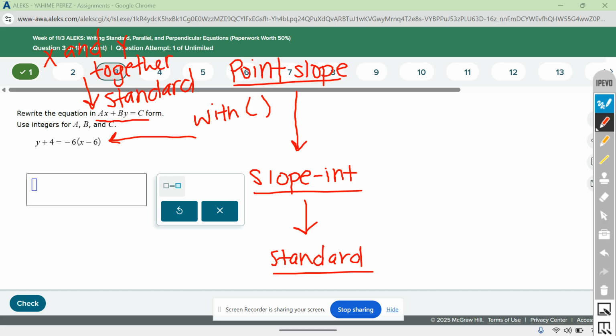Okay, and then there's 3 steps, right? We need to distribute. We need to get y alone. And then we have to move the x. All right, so let's do those 3 steps.